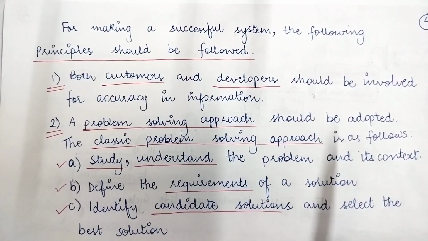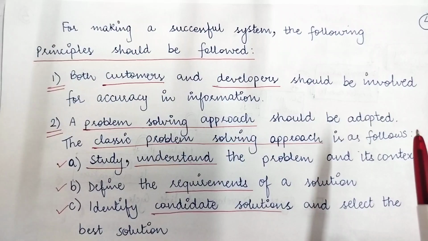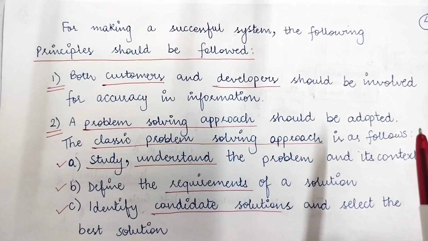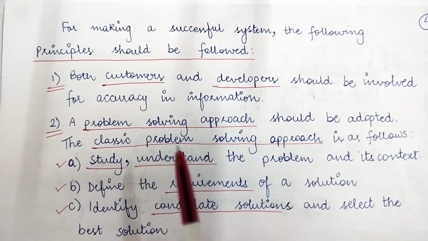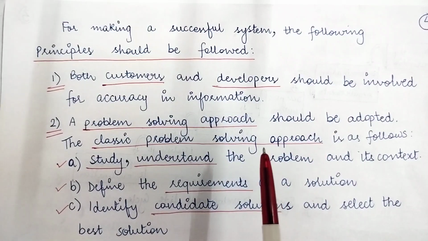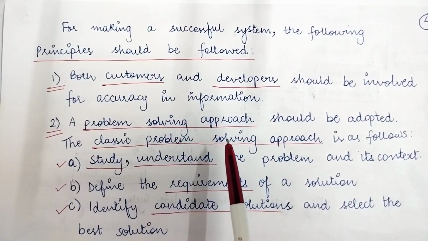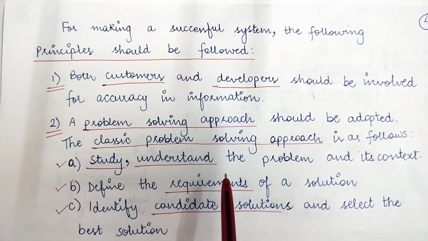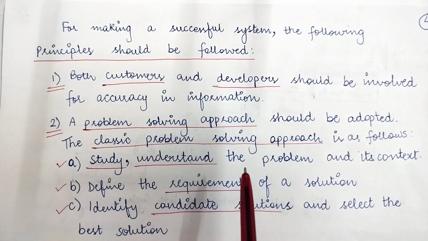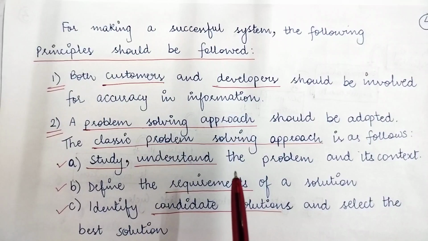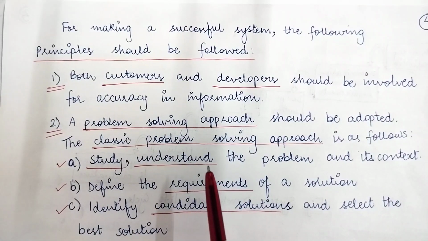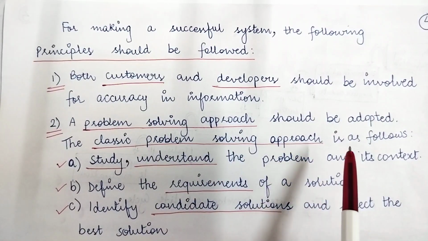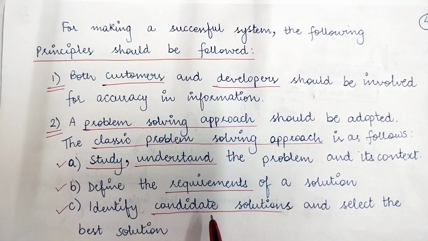You want the information system to be developed to solve certain problems. So that means the first approach towards building a system should be problem solving. How do you have this problem solving approach? First of all, you should study and understand the problem and its context. You must study what the problem is, and once you've studied, you must understand what that problem is and what is its context.